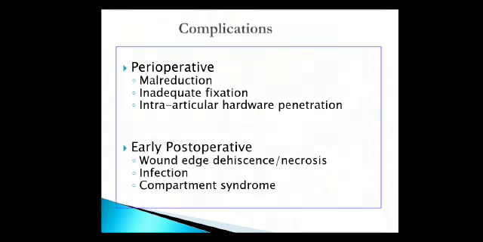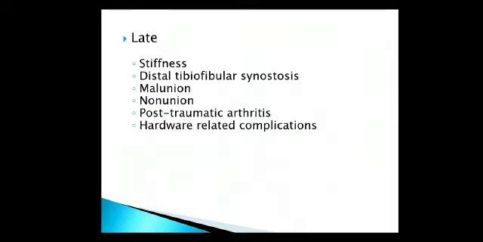Complications mainly associated with perioperative are malreduction, inadequate fixation, and intra-articular hardware penetration. Early postoperative will be wound edge necrosis, which is very common in ankle joint fractures because the skin is very tense and chances of necrosis are very high, which can lead to infection and then compartment syndrome. Late complications are articular incongruity that can lead to stiffness, distal tibiofibular synostosis, malunion, non-union, post-traumatic arthritis, and hardware related complications.